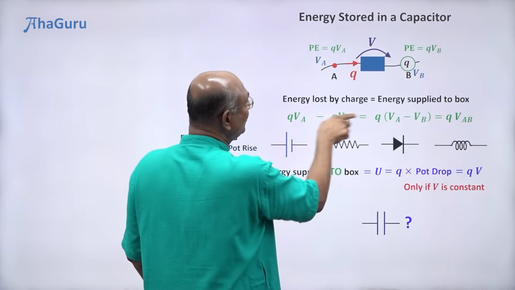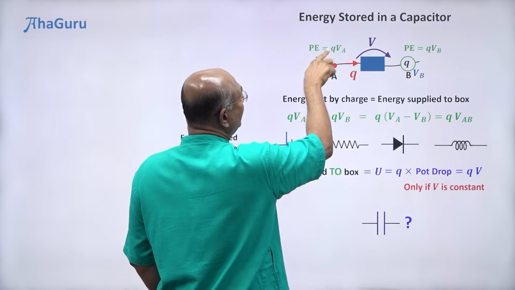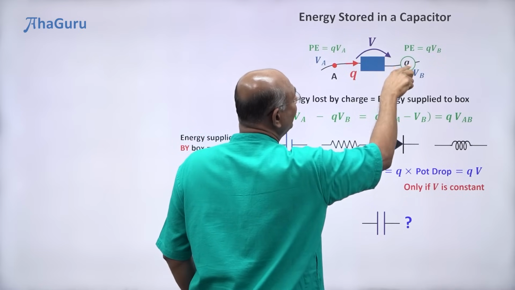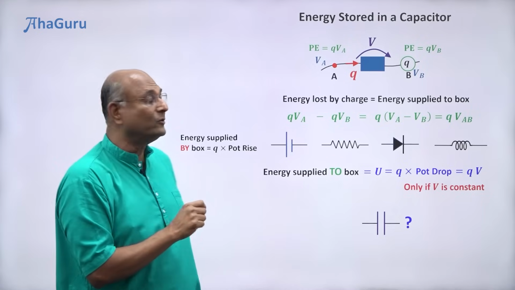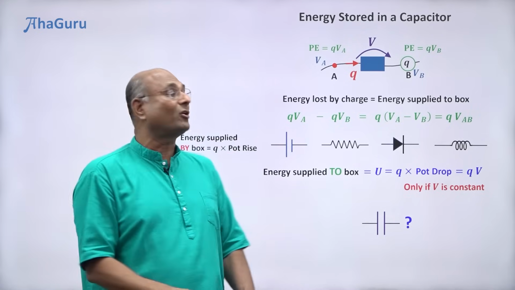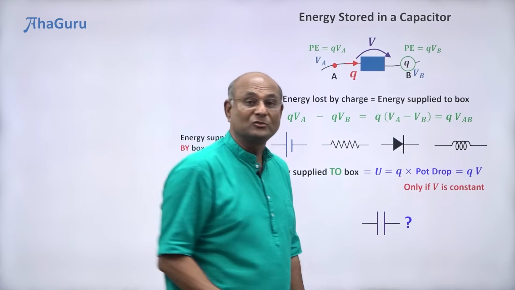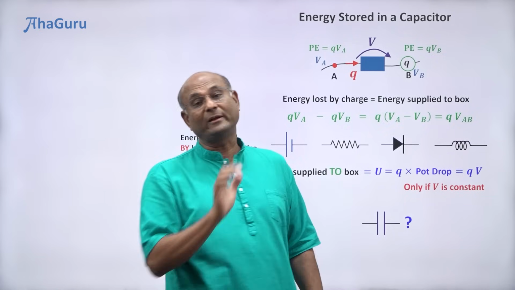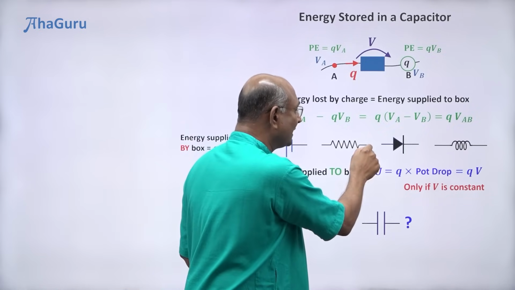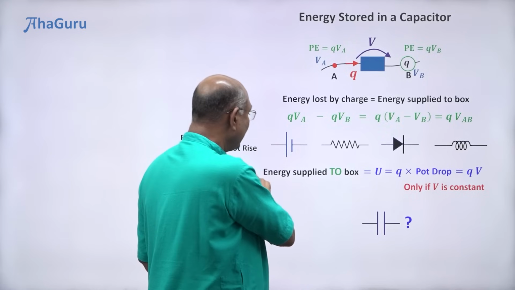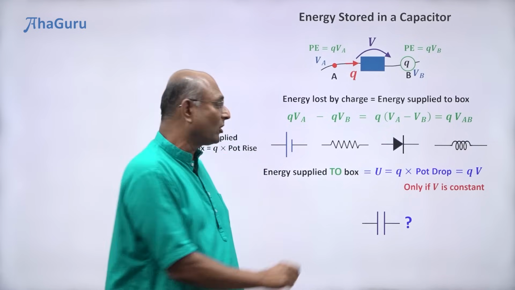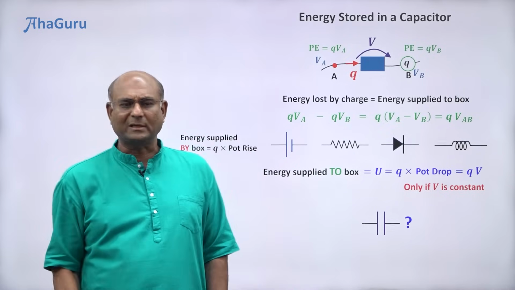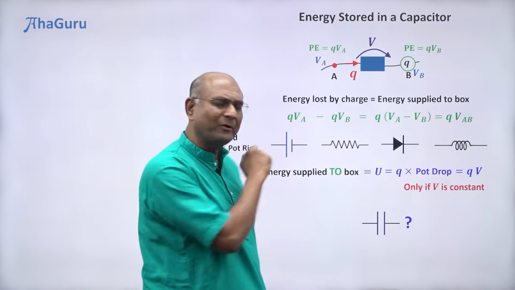See, this charge Q had Q times VA, and when it went this way, this was Q times VB. These VA and VB values, right? We are assuming that they will remain constant as the charge flows. So we are assuming that V is going to remain constant. When V is constant, then you can say that the energy supplied to the box U is Q times the potential drop, but that only works if V is constant. So why not use that for a capacitor?